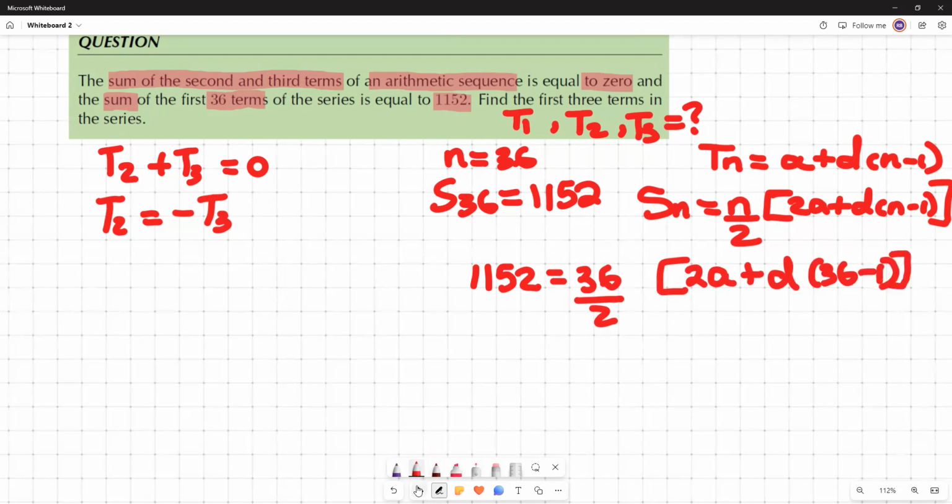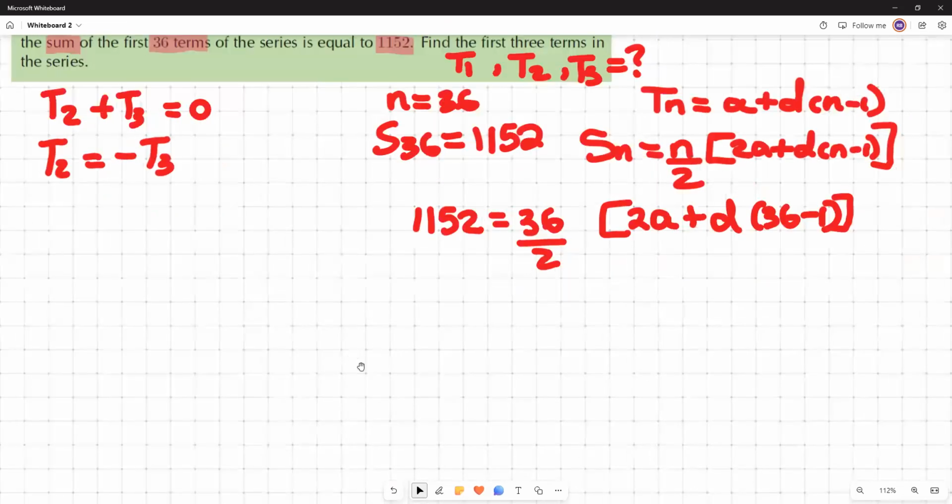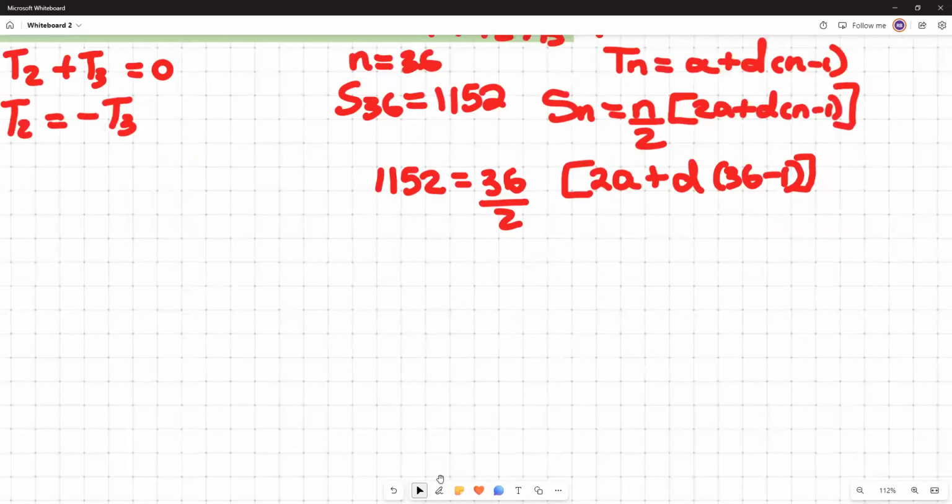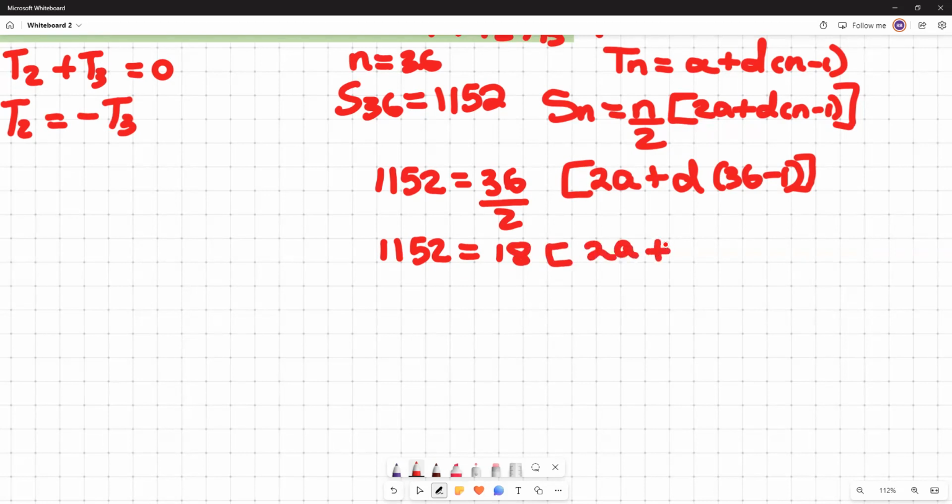Now let's try to simplify this and leave it in the simplest form. So I'm going to have 1152. 36 divided by 2 is 18. So here we're going to have 18. In bracket, we're going to have 2a plus, if you check here, 36 minus 1 gives you 35. So basically we're going to have 35d. Right. Perfect.